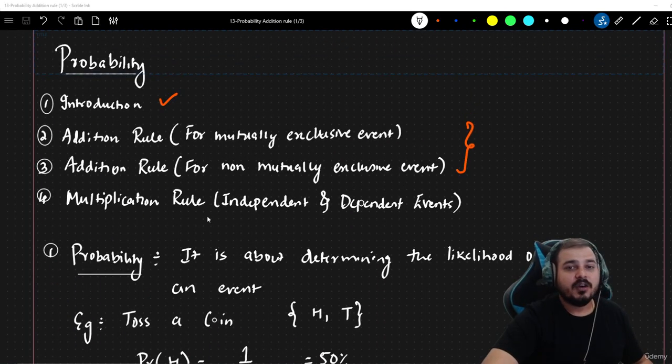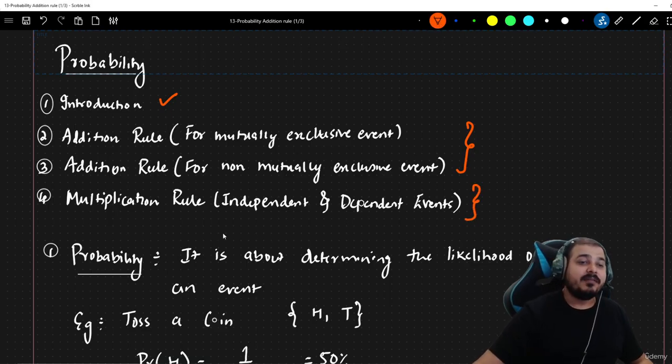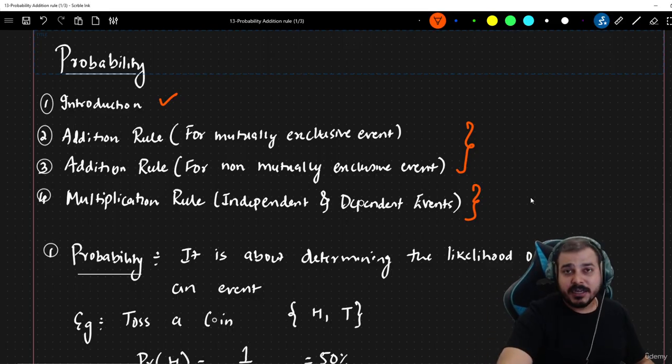Overall, in this particular video, we have covered all the topics: introduction, addition rule for mutually exclusive events, non-mutually exclusive events, and similarly we have done it for the multiplication rule in the case of independent and dependent events. So yes, I'll continue the session, and in the upcoming videos we are going to discuss permutation and combination.